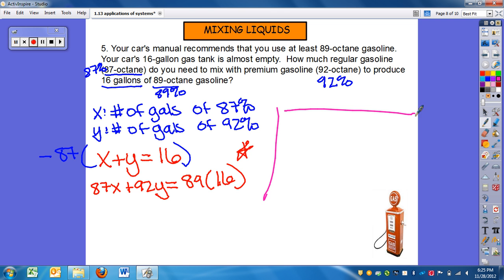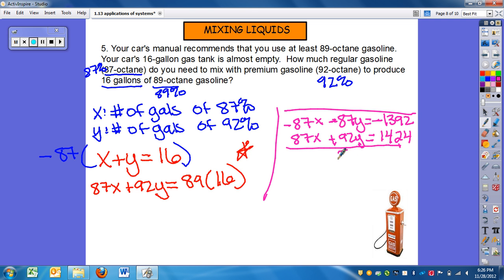So I'm going to write my two equations. I have negative 87x minus 87y. Negative 87 times 16 gives me negative 1,392. And then I did not change my second equation: 92y. And then calculate this out. 89 times 16 is 14,024. So we have 5y equals, adding these two up, we get 32.5.